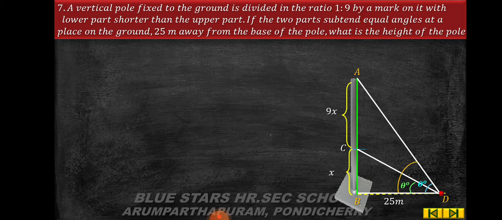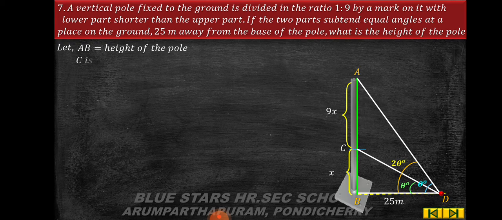We don't know the angle, so let it be theta. So from the ground to the shorter part is theta degree and the angle to the top part of the pole is another theta. So that is 2 theta.